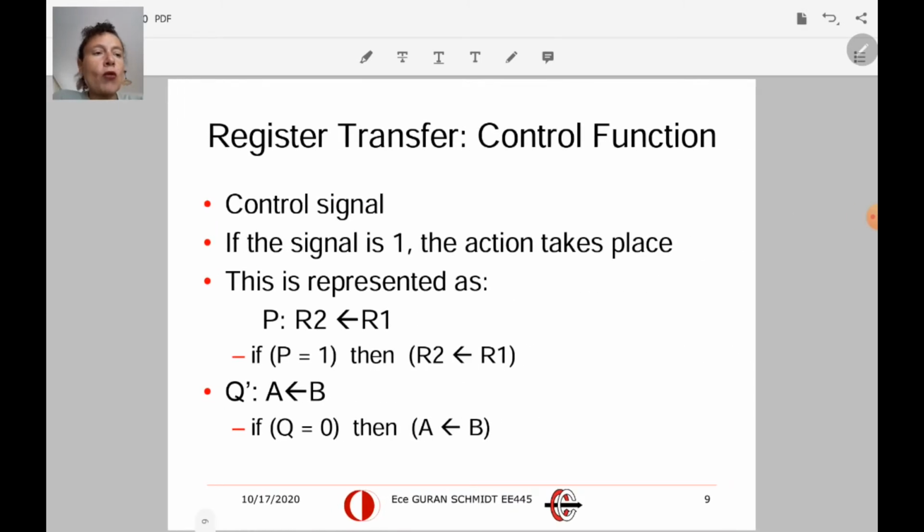Now the control function that we talked about. There's a control signal. If the signal is 1, then the action takes place. In that case, the notation would be P: R1 → R2. So this says that if P is equal to 1, then do the load. Another example, Q'BA. If Q is 0, then B is loaded in A.